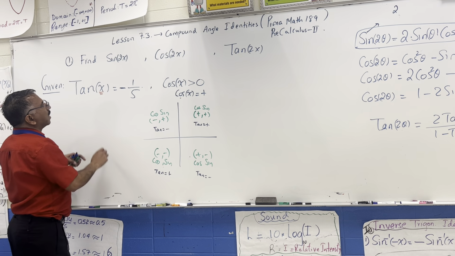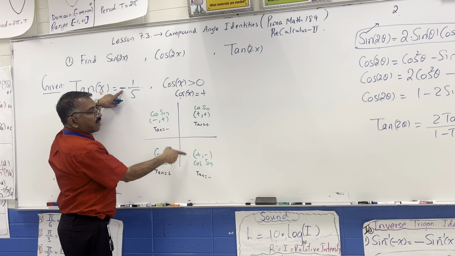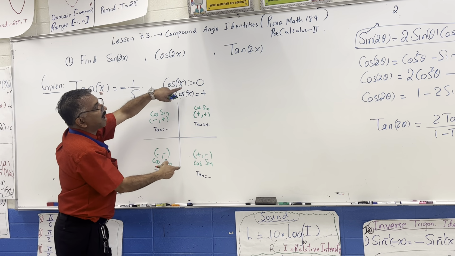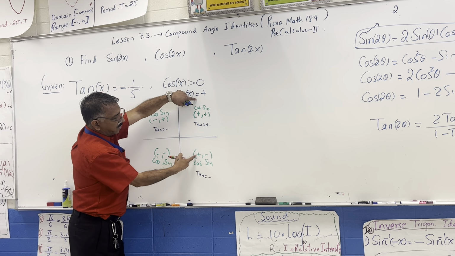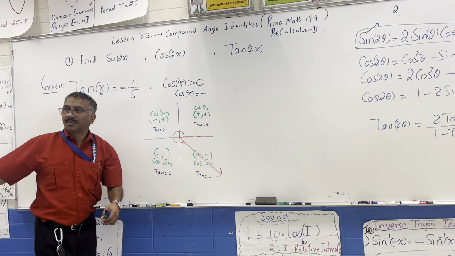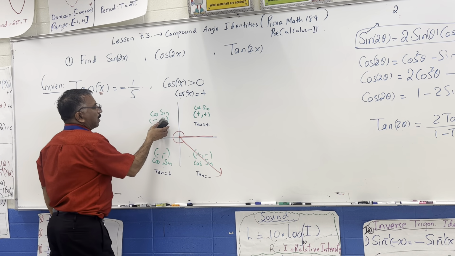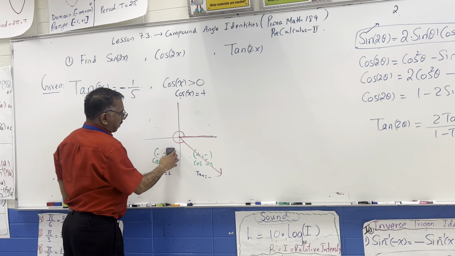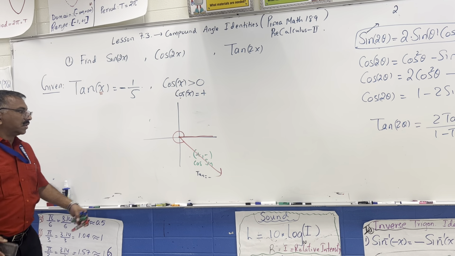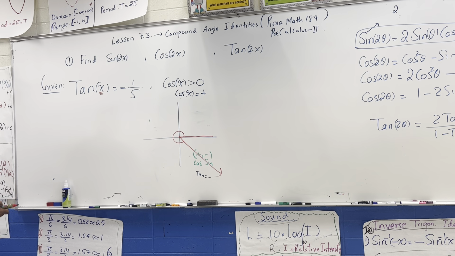So where is this angle, right? So tan is negative, so either it is second or fourth, right? But here cosine is positive. So the angle has to be over here. Can you see this? So I will take out those things. So this is not required, this is not required. So that's our focus, right? So the x is in the fourth quadrant. Make sense?